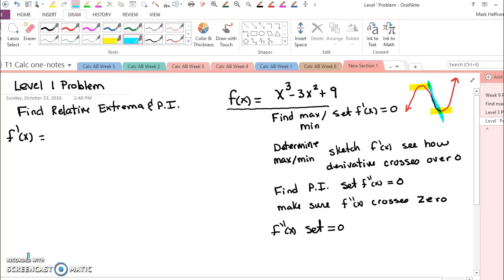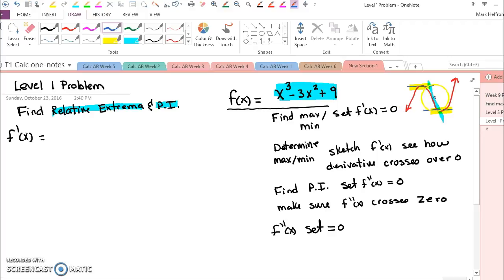We've been asked to find the relative extrema, or the maxes and mins, and the points of inflection for this polynomial. I've got a general cubic drawn here. As a reminder, when the derivative is 0, our slope is 0, so those would be the two highlighted yellow locations. That's when the derivative is 0.